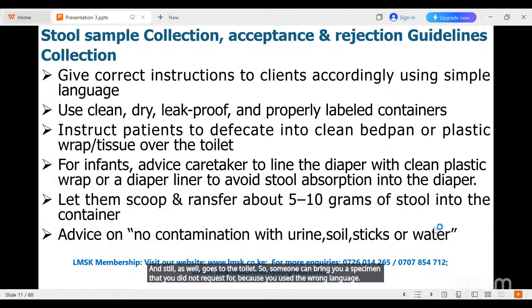Always make sure that our containers are leak-proof, very clean, and you label them accordingly. Instruct patients to put their samples on a clean bedpan or a plastic wrap or a tissue paper over the toilet before they collect.